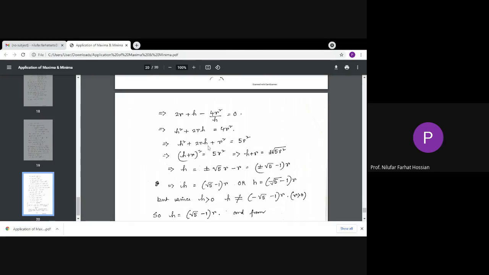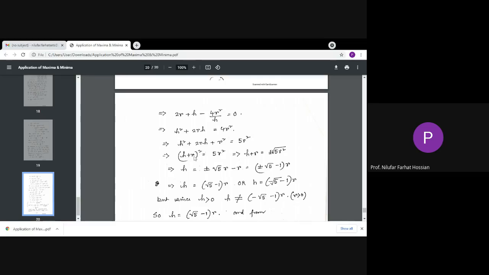So let us transform this relation into a perfect square on the left side. To get a perfect square on the left side, you have to add what? r square on both sides. So h square plus 2rh plus r square. That means we are adding this r square on both sides. So this becomes a perfect square, h plus r whole square. And on the right side, 4r square plus r square becomes 5r square. So on both sides, we have a whole square.